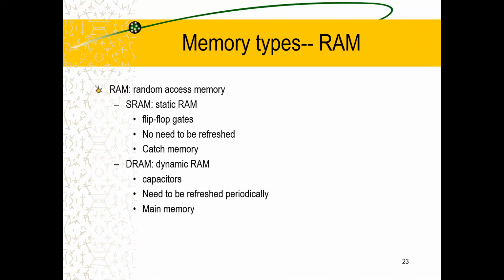In the case of memory types, we are talking about RAM. RAM is further divided into SRAM and DRAM. SRAM means static RAM and DRAM means dynamic RAM. SRAM is generally used for cache memory, which is made up of flip-flop gates, and there is no need for it to be refreshed. In the case of dynamic RAM, it is composed of capacitors and needs to be refreshed periodically.